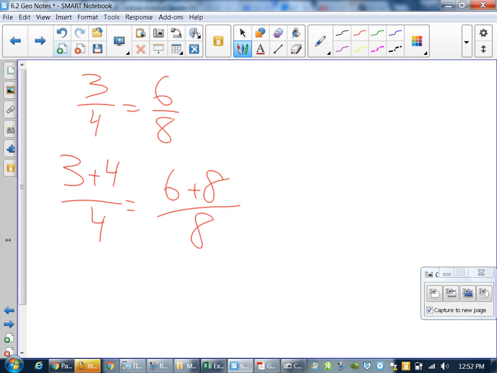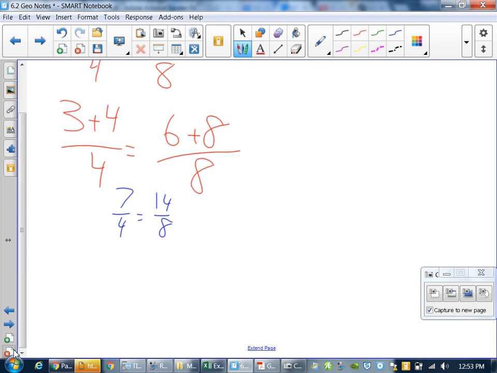Now, what's 3 plus 4? And 6 and 8? Aren't those equivalent? Isn't 7 over 4 half of 14 over 8? Okay. That's the idea of how these properties work. By keeping these things, I wouldn't say balanced, but you're using different ways to represent proportions, okay? Just by moving some of the values around.